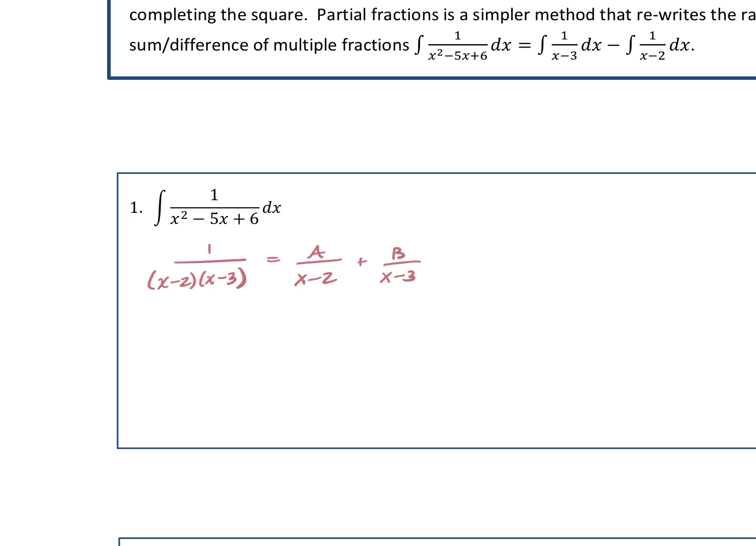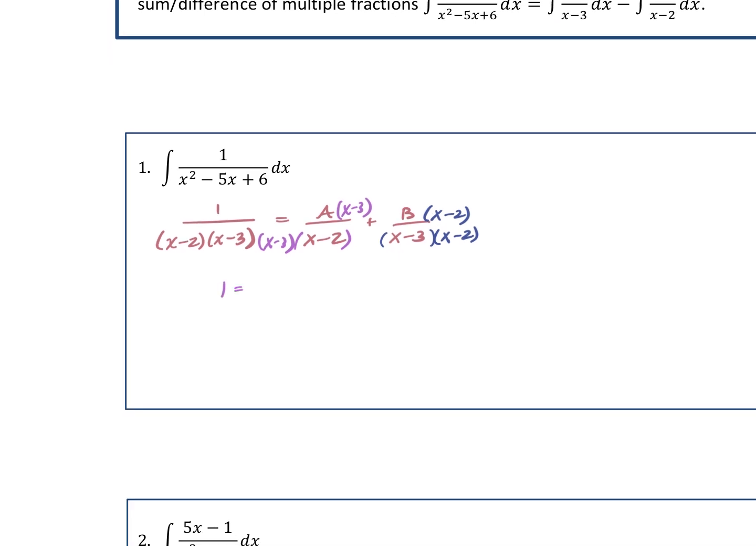I would get my common denominator. So this gets an x minus 2, and this one gets the x minus 3. Okay, so now we could actually drop out the denominators because they're equal. So we're going to get 1 equals a(x minus 3) plus b(x minus 2).